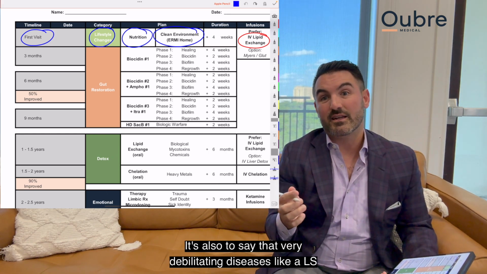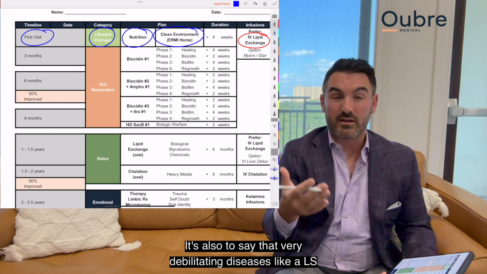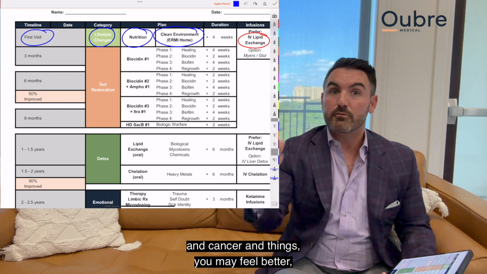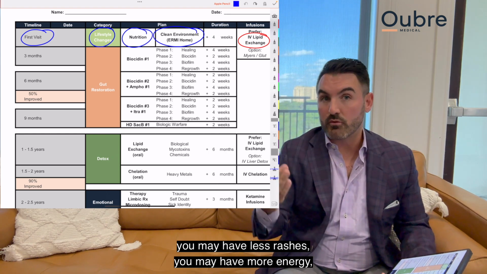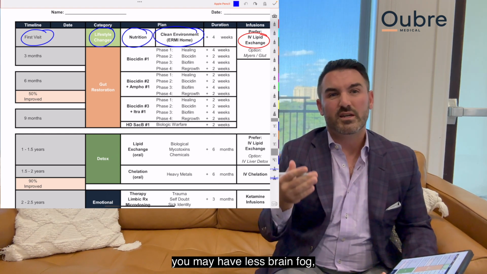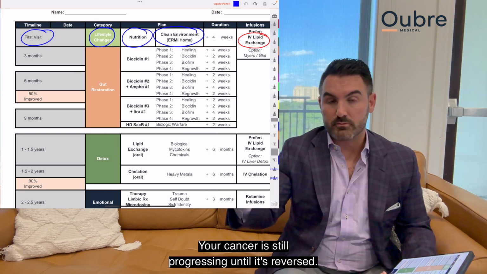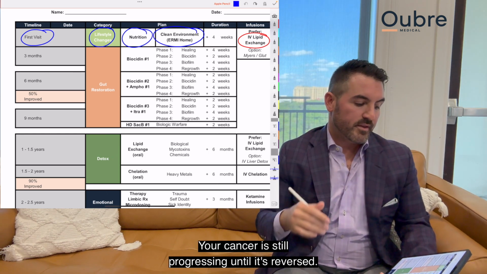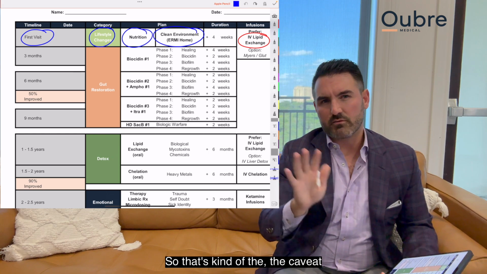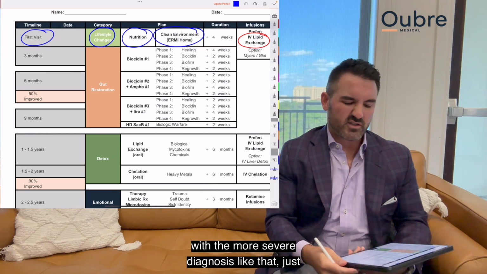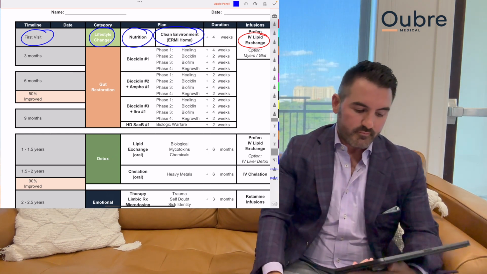It's also to say that for very debilitating diseases like ALS and cancer, you may feel better, you may have fewer rashes, more energy, less brain fog, but your ALS is still progressing until we can finally reverse it. Your cancer is still progressing until it's reversed. So that's the caveat with more severe diagnoses like that, just to use those two for example.